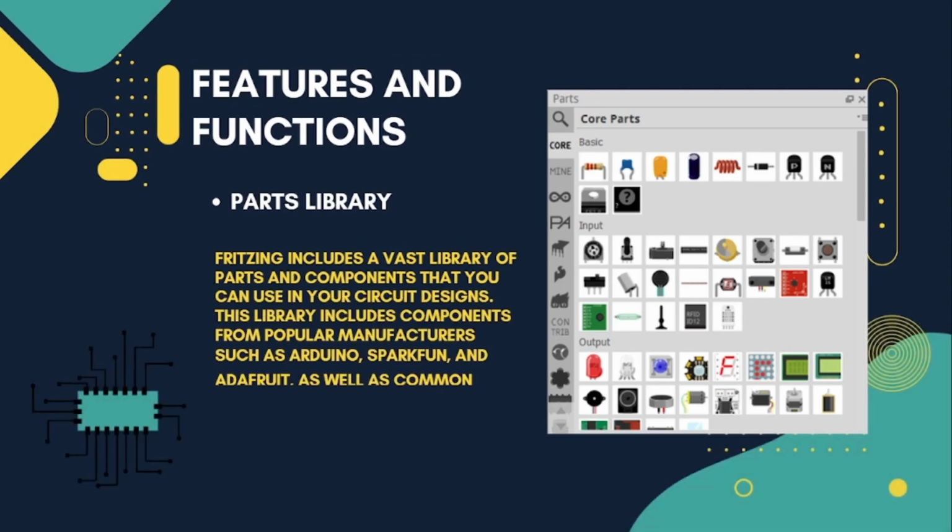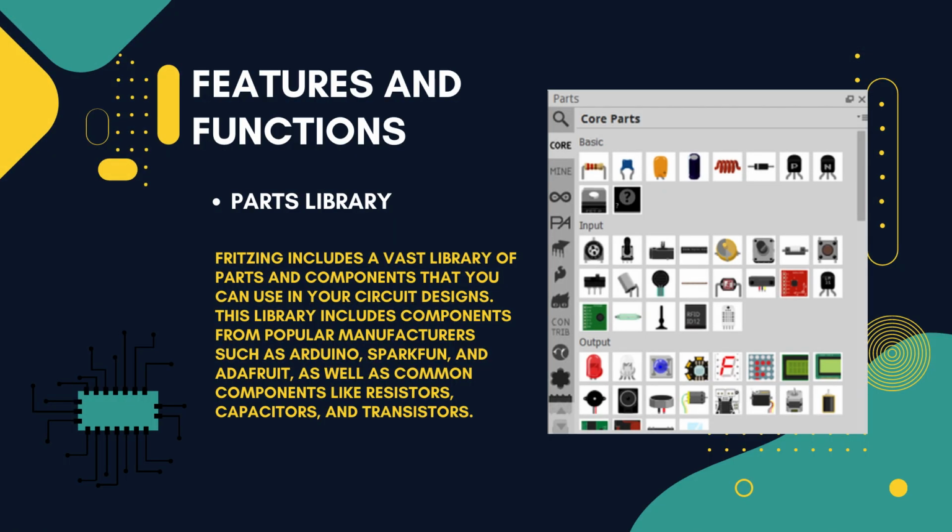Part library. Fritzing includes a vast library of parts and components that you can use in your circuit designs. This library includes components from popular manufacturers such as Arduino, SparkFun, and Adafruit, as well as common components like resistors, capacitors, and transistors.